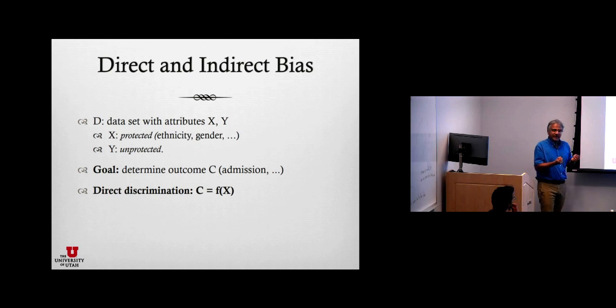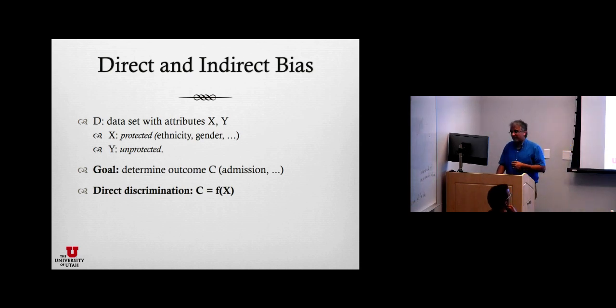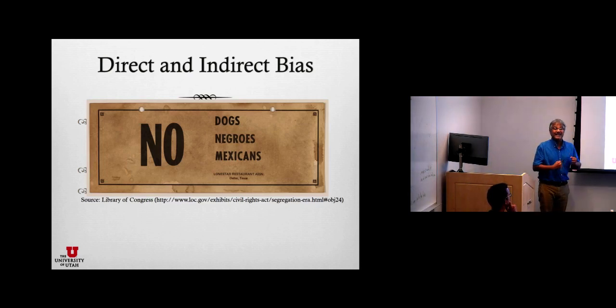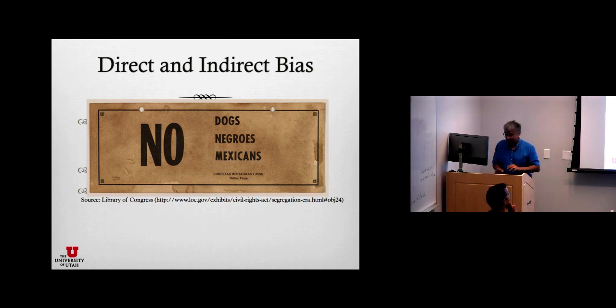So direct discrimination would be when C directly relates to your protected attribute. It's not hard to come up with examples. This is a picture from the Library of Congress, a sign in a restaurant, and this is an example of direct discrimination. You're directly discriminating. Well, maybe the dogs don't mind. No. There is really no way to make a joke about this. It's just terrible.